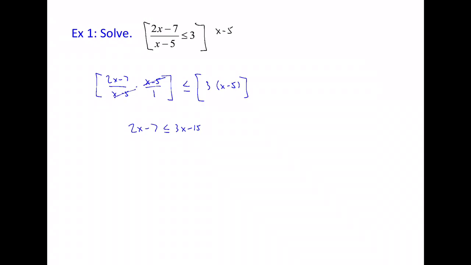And then when you solve, you could subtract 3x, add the 7 to the other side, and then divide by -1. And really the inequality doesn't matter. I can rewrite this as an equation. I'm just looking for what that solution is. So in this case it is 8. We also want to know what the restriction is. The restriction is x cannot equal 5 because x minus 5 cannot equal 0.